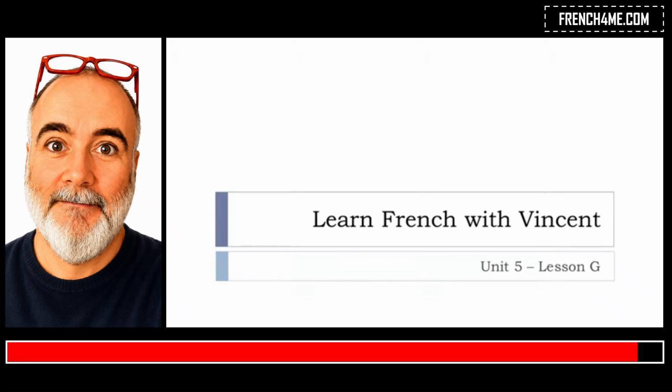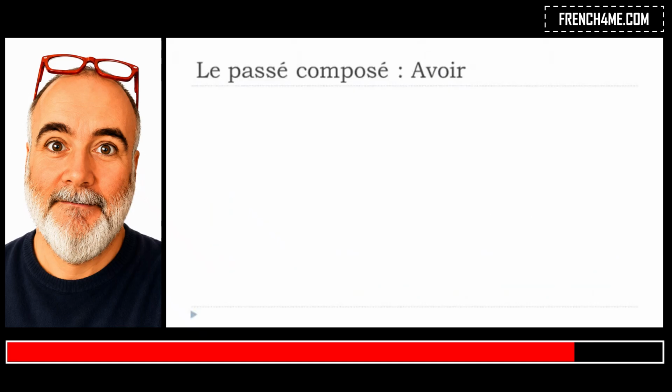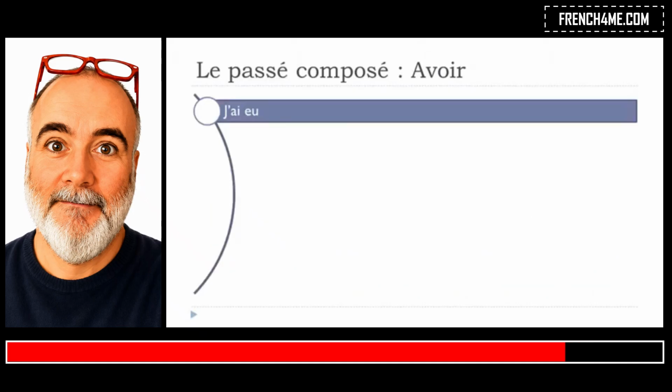This is Unité 5, leçon G. And in this lesson, we'll see together the passé composé form of the verb avoir. Avoir is to have, so it's quite important. So let's discover it together. First form is j'ai eu.